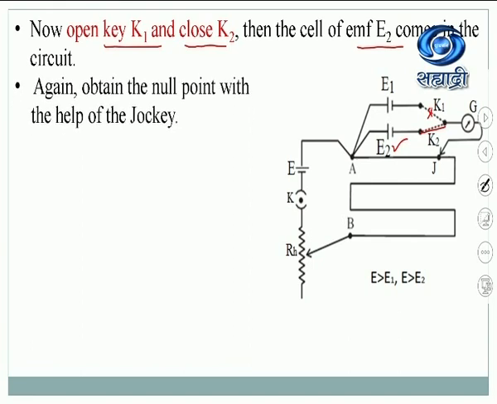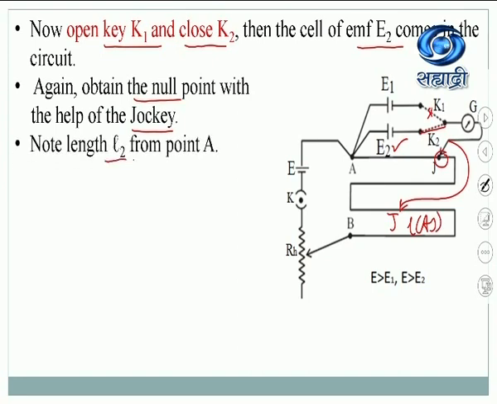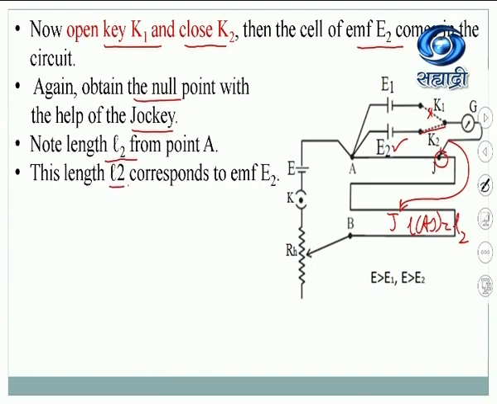Then again obtain the null point with the help of the jockey. Same procedure. Again obtain this point, or somewhere else, suppose I got this point, say J. For example, this is my jockey. Then measure this length AJ, from A to J. Note this length as L2. Measure this length L2 from point A. This length again corresponds to the EMF E2, same as before. Now E2 is in the circuit, so this L2 corresponds to E2.